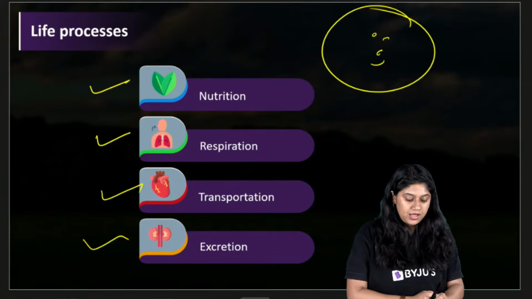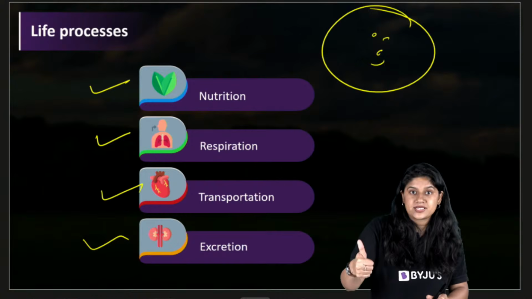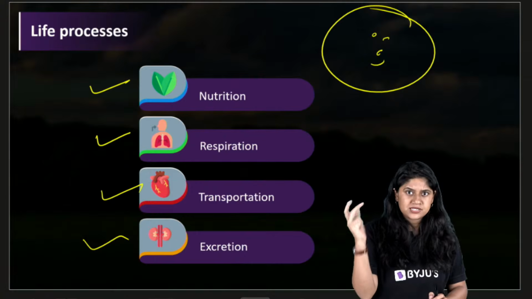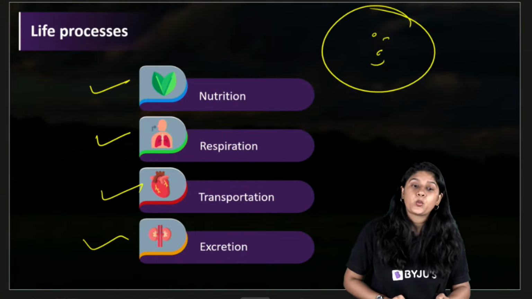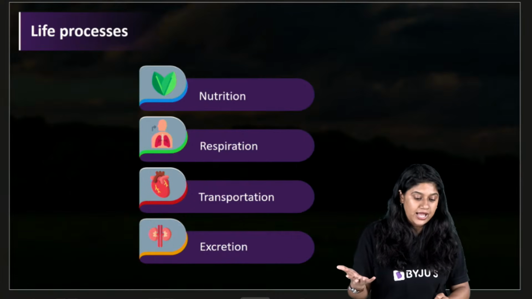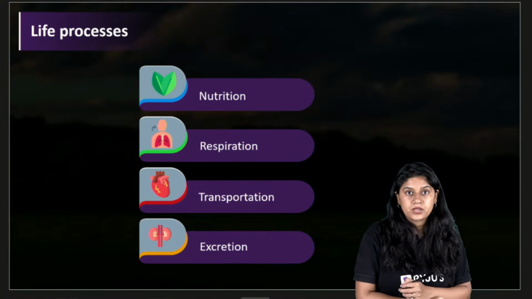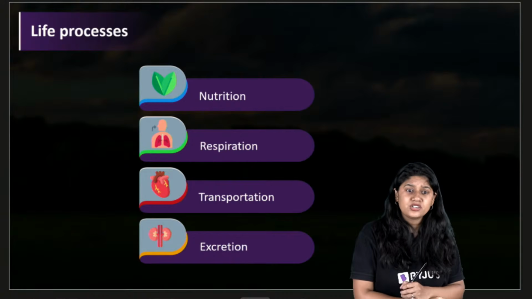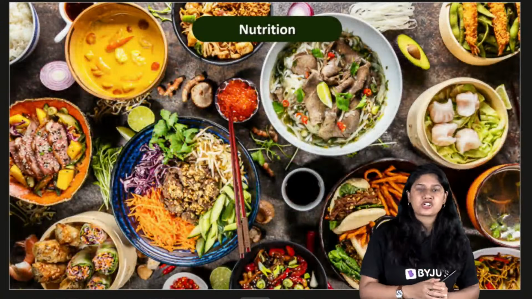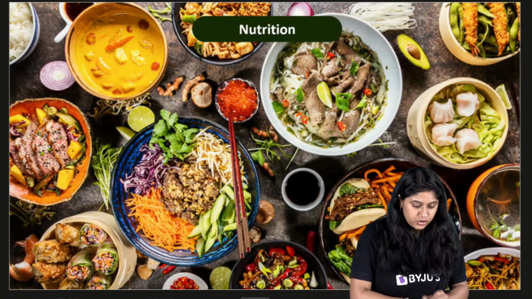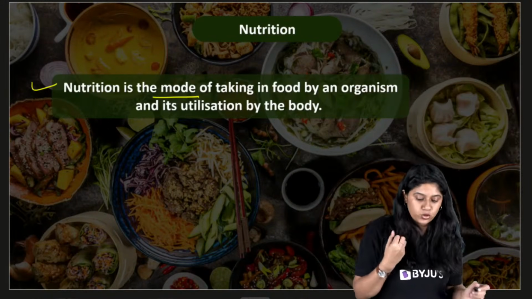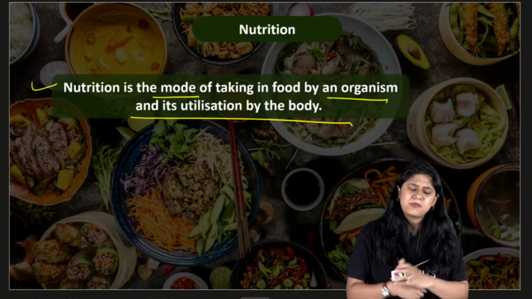Okay? Chaliye. Now that we are clear what are living organisms, what are the characteristics of living organisms, and what are life processes, now we will start with the first life process, and let's take a look at nutrition. Right? We'll be taking a look at nutrition all together. What is nutrition? We have been talking about nutrition since our class 6, right? Nutrition is nothing but the mode of taking in the food by an organism and utilizing it by the body.